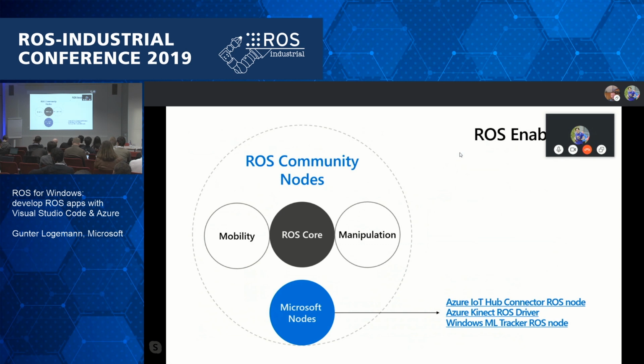So that's why we provided some Microsoft nodes, which are mainly focused on things coming through the Windows platform, of course, but also what comes through the Azure cloud. One focus was everything around connecting the robot to the cloud, and that's why we provided the Azure IoT Hub Connector ROS node, which is really the entry point of a system that gives you a secure way to communicate with cloud services. And IoT Hub is our main entry point for basically all our IoT-based services.